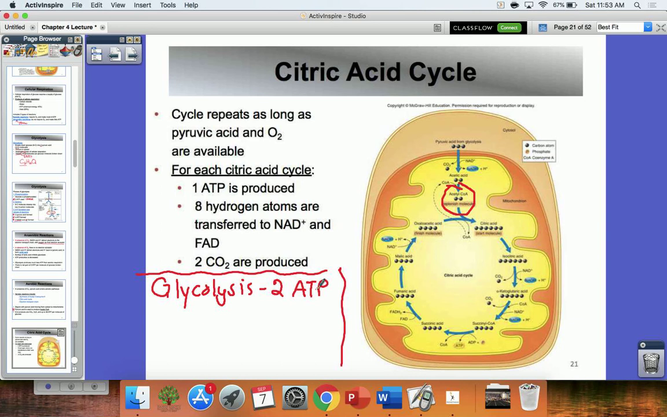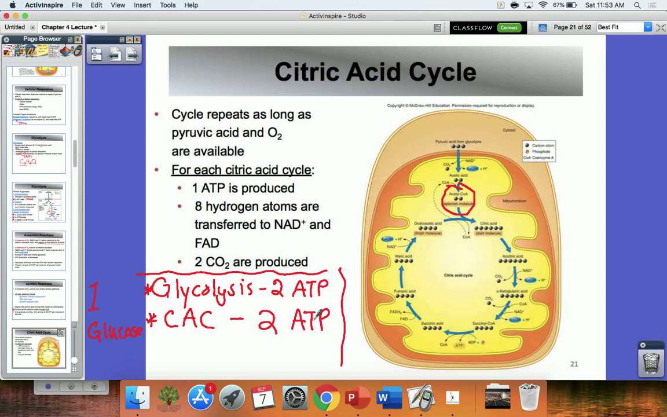And this is all from one glucose molecule. So a single glucose is going to produce all of this. It's going to produce two net ATP in glycolysis, but with the citric acid cycle, we're also producing two ATP.